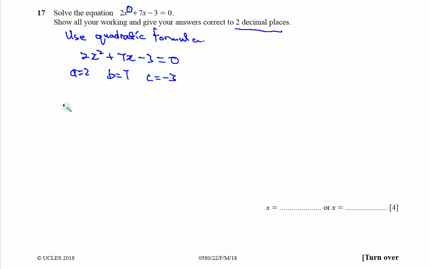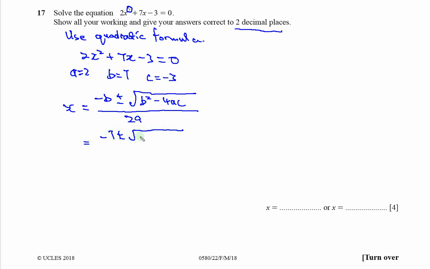Okay, so using the formula, x equals minus B plus or minus the square root of B squared minus 4AC, over 2A. Now minus B is minus 7, plus or minus the square root of 7 squared, B squared, minus 4, A is 2, C is minus 3. Okay, then divided by 2A, which is 2, so it becomes minus 7 plus or minus.